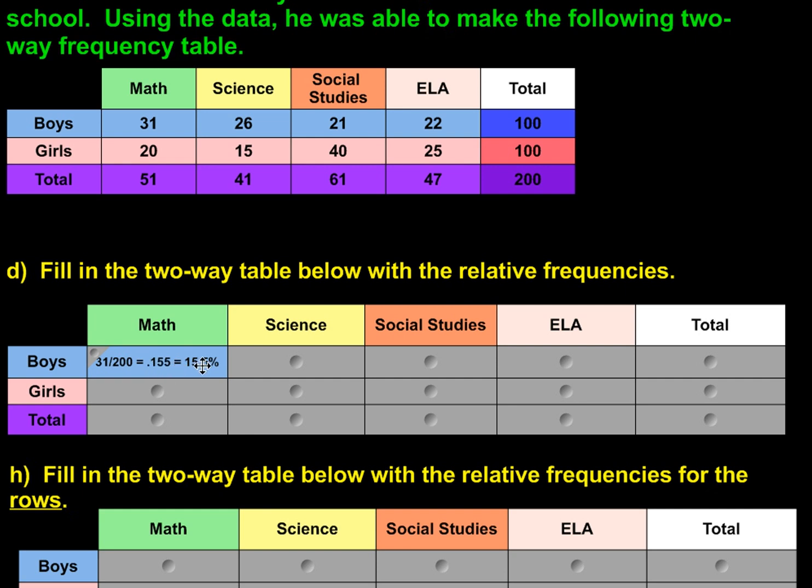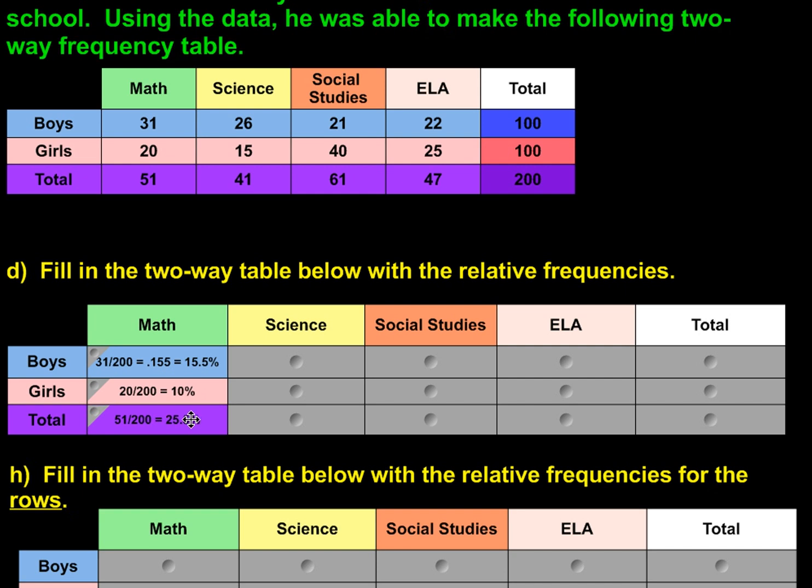To change it to a percent is quite simple though. You just simply need to take the decimal, move it 2 places to the right, so it goes between the 5 and the 5, and then you add a percent sign. So 0.155 becomes 15.5%. Okay, moving along. We have girls at 20. We're going to divide that by 200. It gets us 10%. We have a total of 51 for boys and girls that like math.